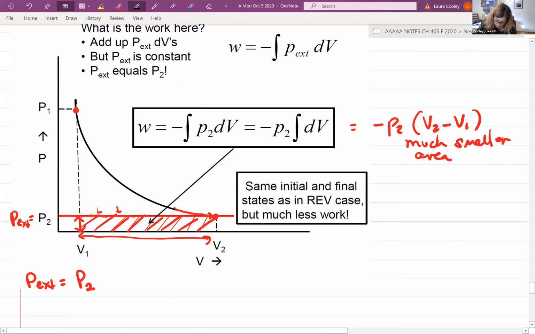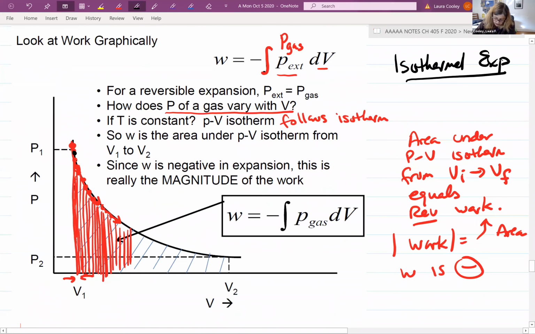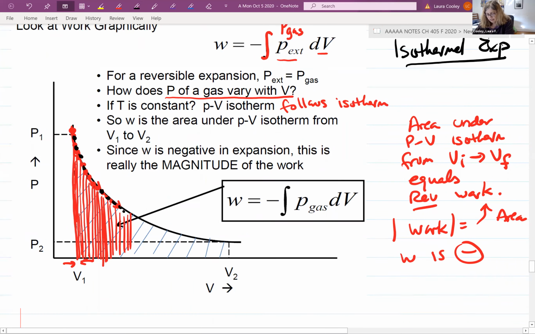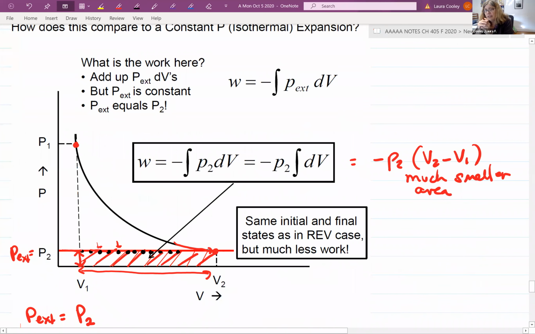Because this is the pressure that the gas is pushing against the entire time, okay? That's not the same as what's happening here, where this is the pressure and it's constantly changing over the course of that expansion. So when I ask you, why is the work for an isothermal reversible expansion more? You say, it's because the gas is pushing against a greater external pressure at every point except the last point in that expansion.